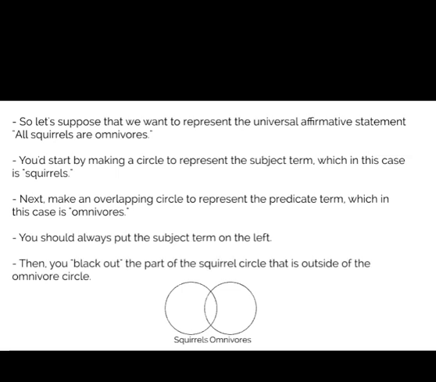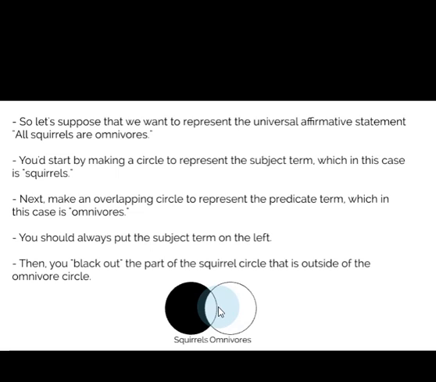And then to make any kind of universal affirmative statement, what you're trying to say is that there's no squirrels at all outside of the omnivore circle, right? So we're going to represent that by blacking out that whole area. Anything outside the omnivore circle, inside the squirrel circle, there's nothing there. So we're going to represent that with blackness, representing a complete absence of all squirrels. Nothing lives in the squirrel circle outside of the omnivore circle.